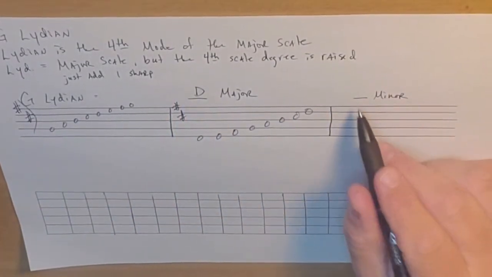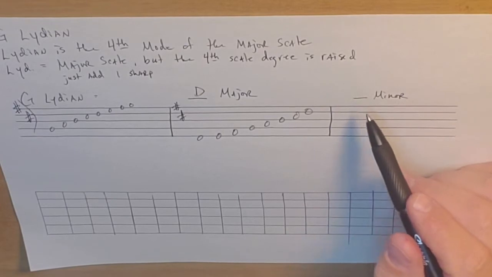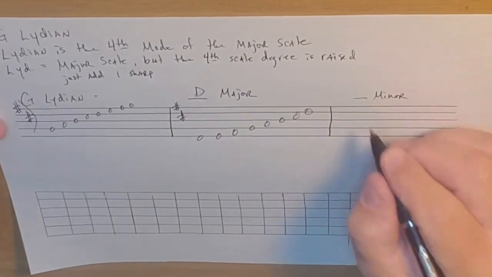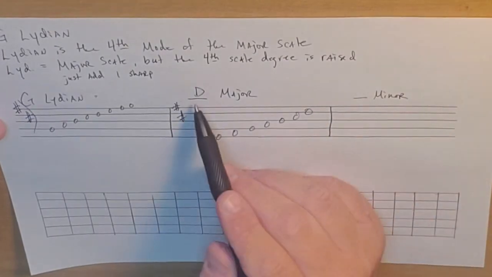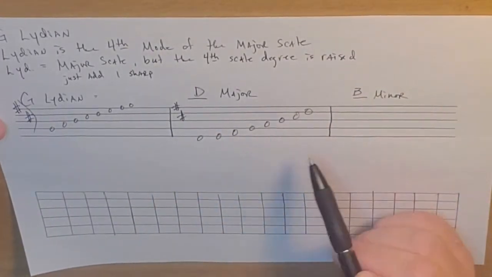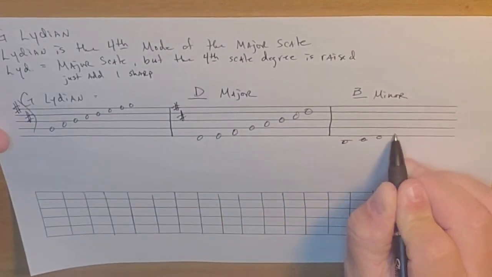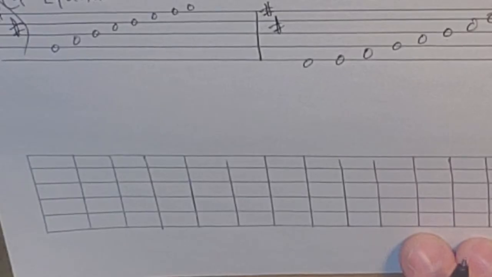What is the relative minor to D major? We can determine this by finding the sixth scale degree of D major or finding the pitch a minor third down. That would be B. B is the sixth scale degree, so B minor is the relative minor to D major and G Lydian.